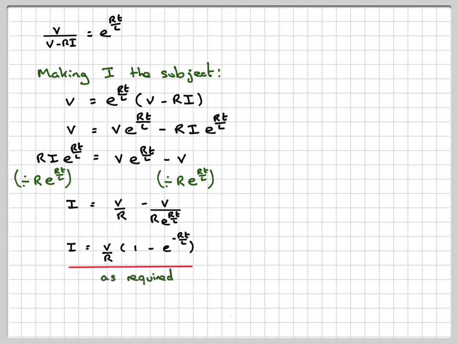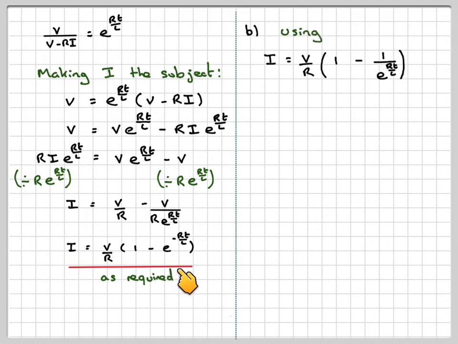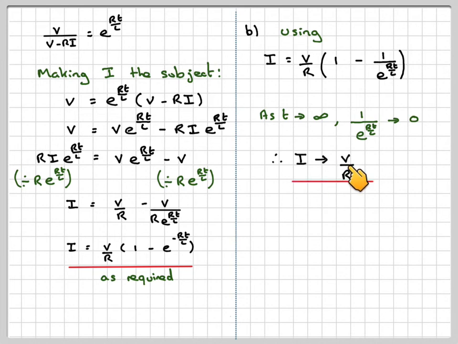Now, if we want to find the limiting value of this, let's rewrite this as 1 over e to the Rt over L. As t goes to infinity, because that's what we mean by the limiting value, e to the Rt over L will become very, very large. So 1 over it will become very, very small. So 1 over e to the Rt over L will go to 0. Therefore, i will go towards V over R, which is interesting.